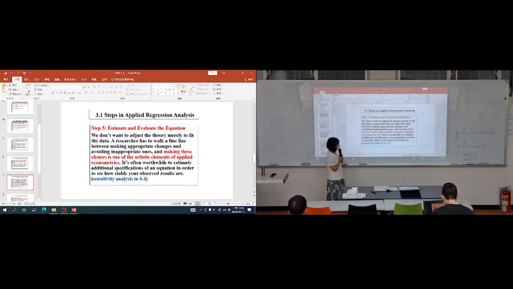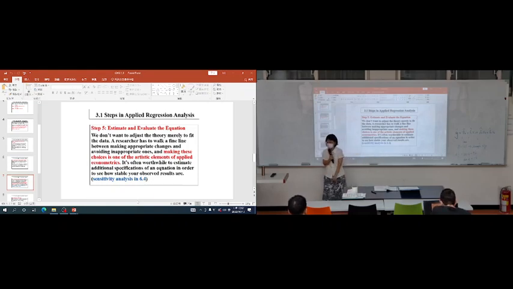Making the choices is one of the artistic elements of applied econometrics. It's often worthwhile to estimate additional specifications of an equation in order to see how stable you are. Okay, this we will talk about in chapter 6.